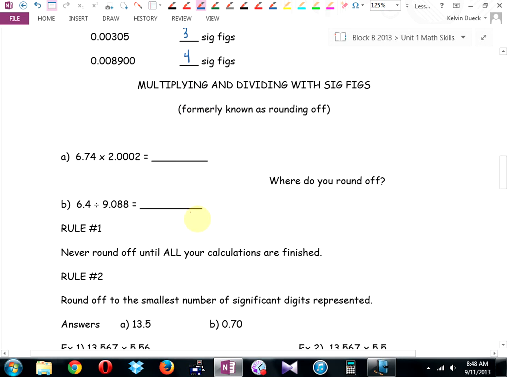This is how you round off in science. In science you don't say, how many decimal places do you want us to go to? We would say, do the sig fig math. How do we do it?